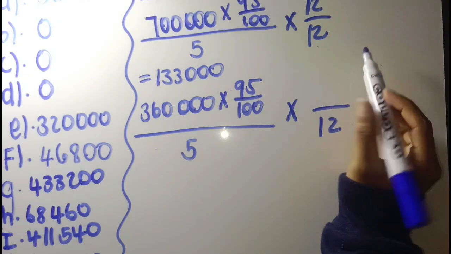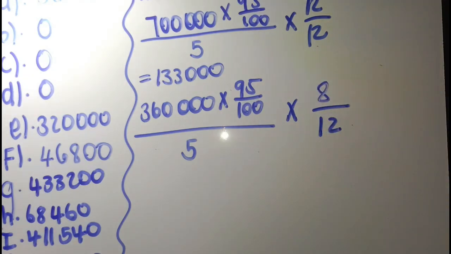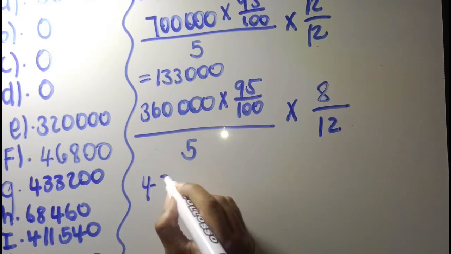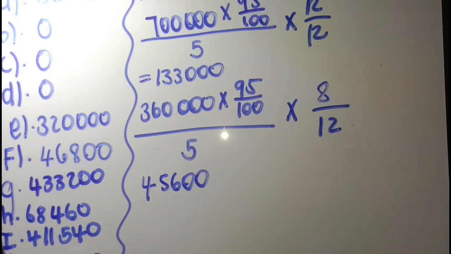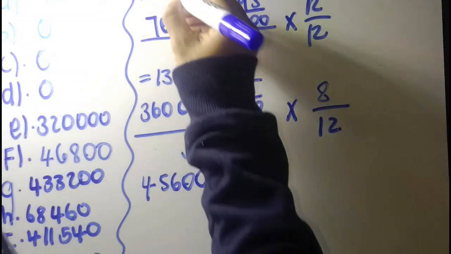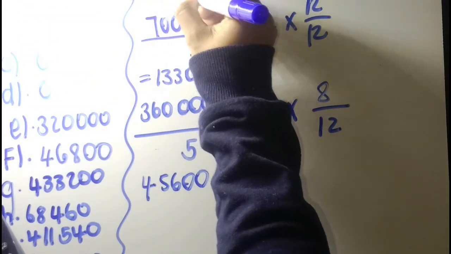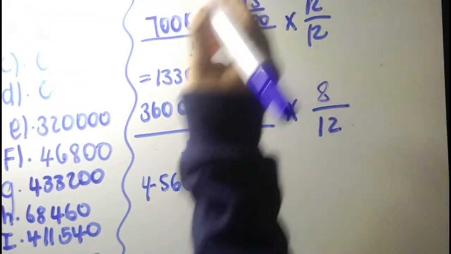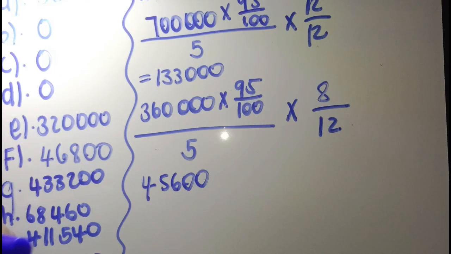So you're going to have 8 over 12. So what you're going to say is 360,000 multiplied by 95 over 100 divided by 5 multiplied by 8 over 12. That should give you 45,600. So you take 45,600 and you add 133,000, and you have 178,600. Yes. So you have 178,600.